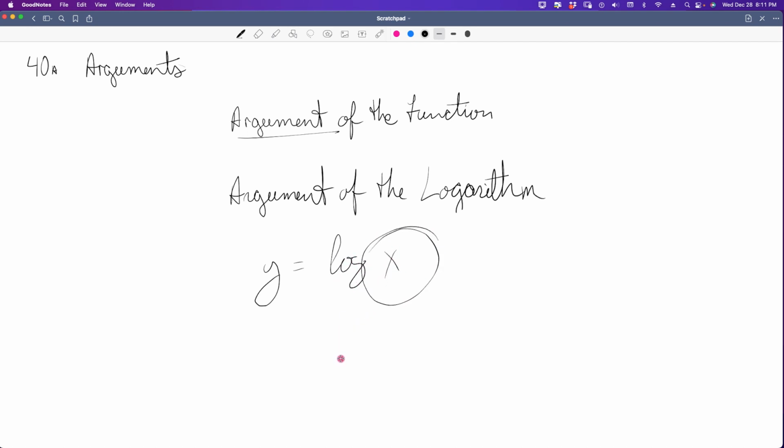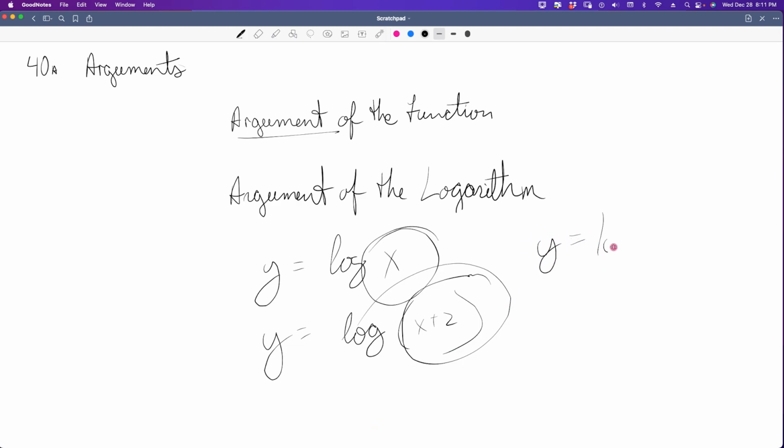So for instance, we have y is equal to the log of x. x is the argument of this logarithm. y is equal to the log of x plus 2. x plus 2 is the argument of this logarithm. y is equal to the log of 13. 13 is the argument of the logarithm.